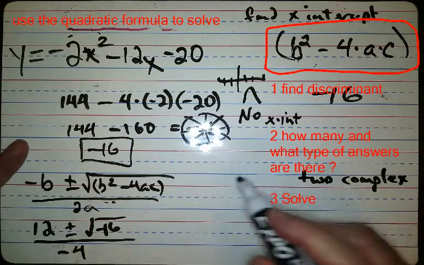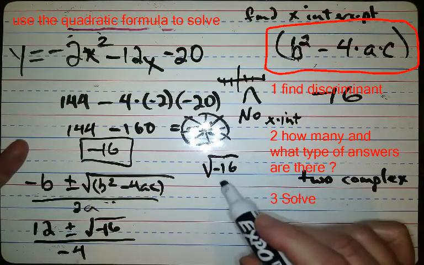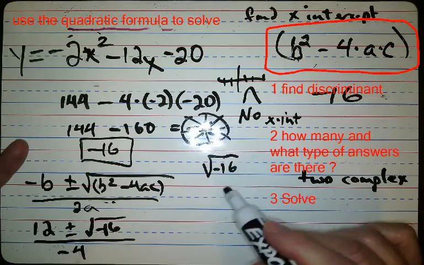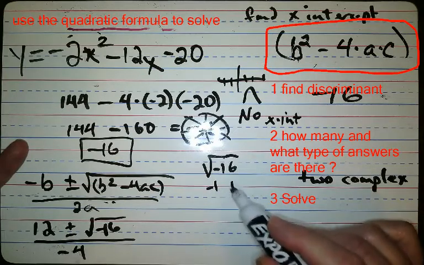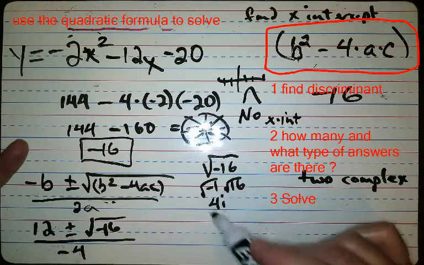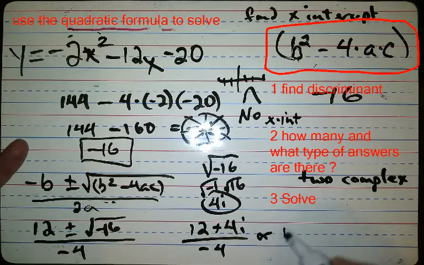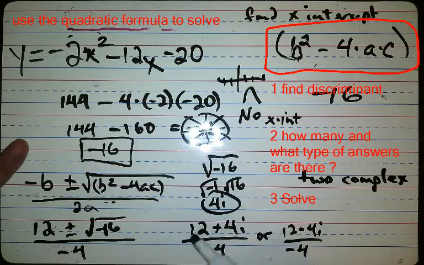Now, you have to remember this. We did it last week. The square root of negative 16 is the square root of 16 times the square root of negative 1. I know that's 4, and I know that's i. So 4i is the answer there. So I'm going to have 12 plus 4i divided by negative 4, or 12 minus 4i divided by negative 4. Now, you cannot leave it like this because you have to reduce. All these numbers are divisible by 4.